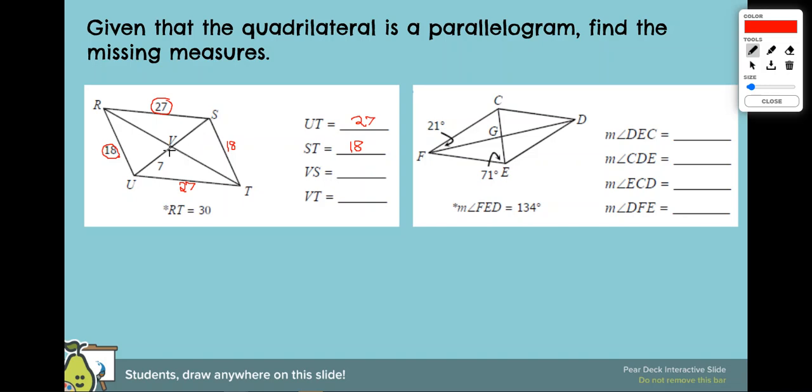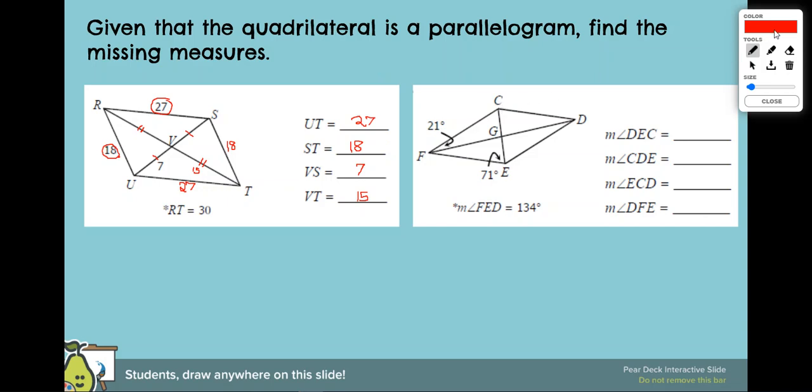Now it's asking us about a diagonal, or portion of the diagonal, VS. Now we know that this diagonal is bisected. It's cut in half by its intersection in the middle. So each side of this is going to be congruent. Since we know UV is 7, VS also has to be 7, okay? We're also looking for VT, which is half of the other diagonal. Since we're given that RT, the entire length of the longer diagonal, is 30, and we know that they're bisected, we know that each individual half has to be equal to 15.